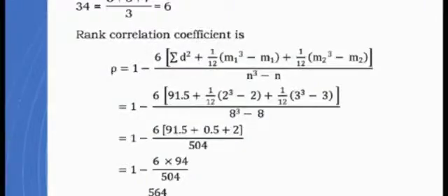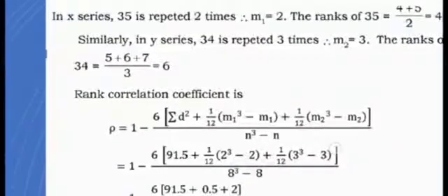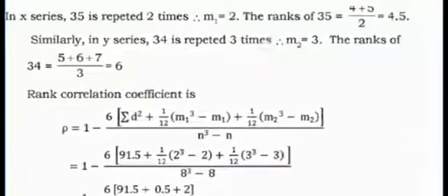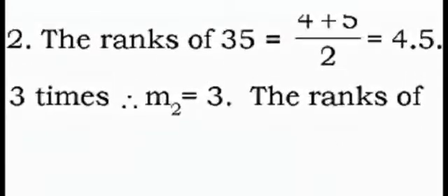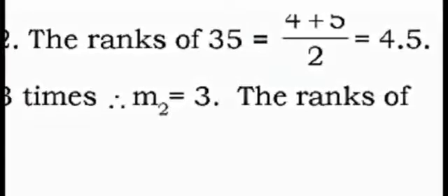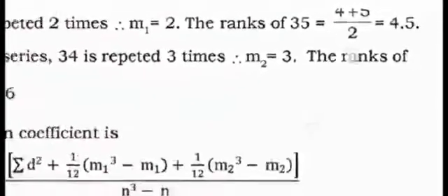Now here in x, there is one value which is repeated, and in y there is one value which is repeated. So 2 times it comes. Then how that value is in x series, 35 is repeated 2 times. m1 is equal to 2. Then the ranks of 35 will be 4th plus 5th. 4 plus 5 is 9 divided by 2 is 4.5. So for those values you will be giving the ranks as 4.5.